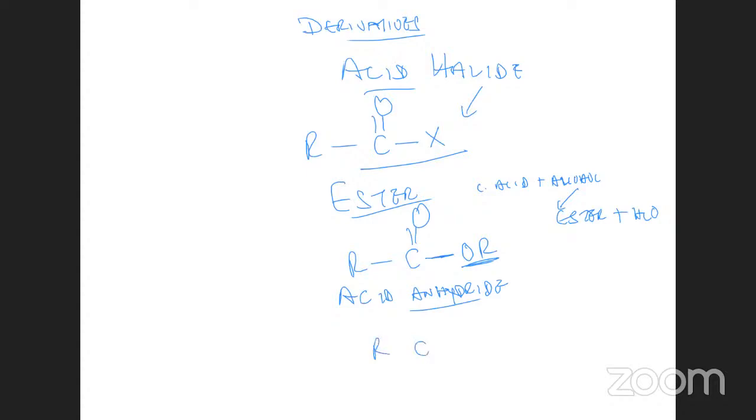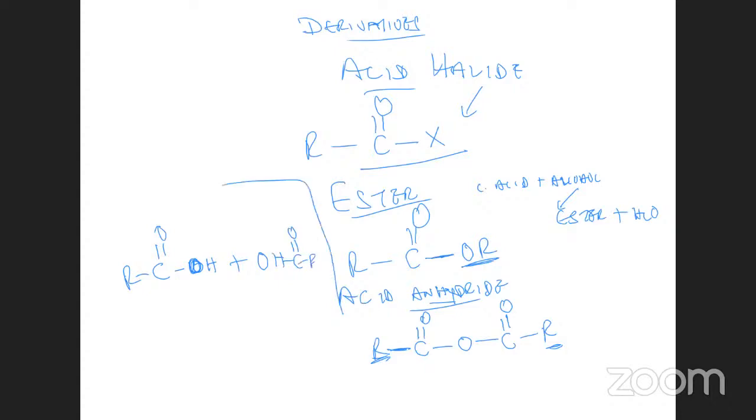That is, you have RCOOH, then double bond O, and then it is connected with O and another acyl group on the other side. These R groups don't have to be the same. This is anhydride. So the water molecule leaves when two carboxylic acids come together. Water molecule goes away. Then this connects.